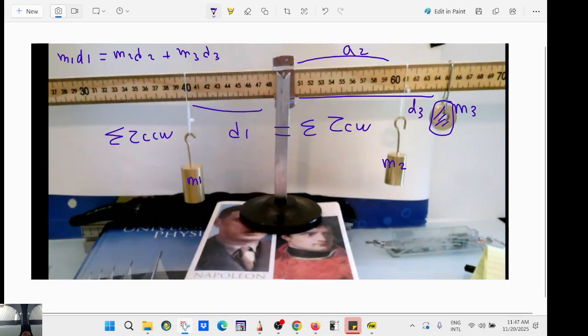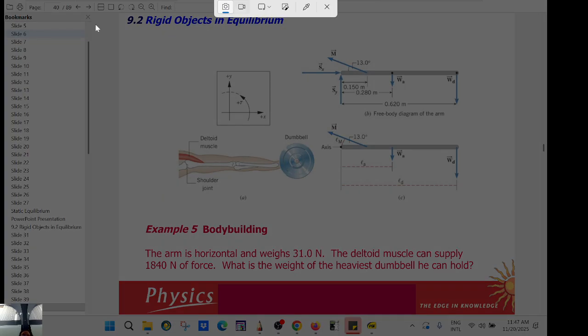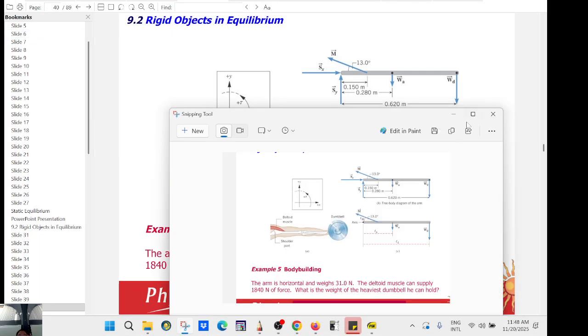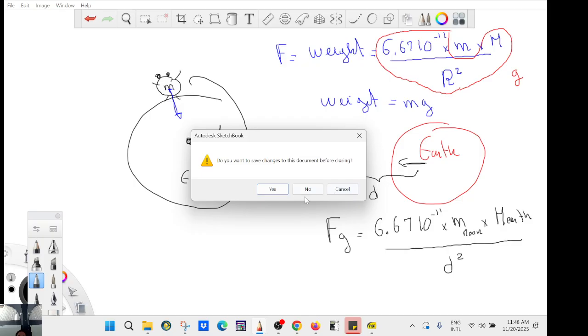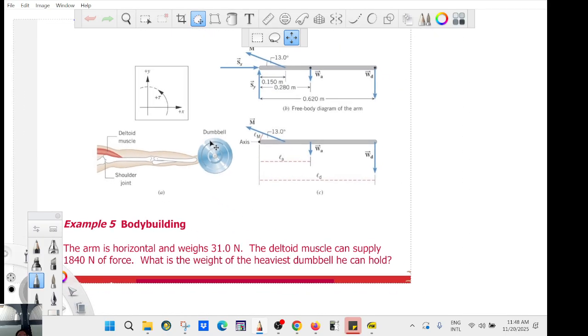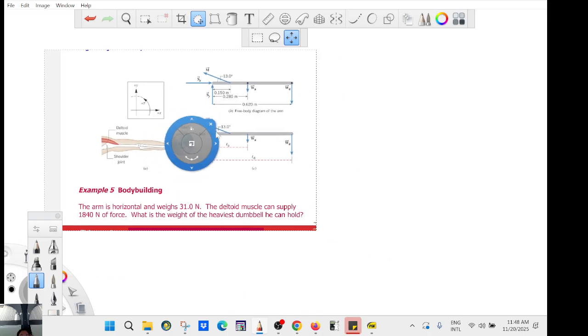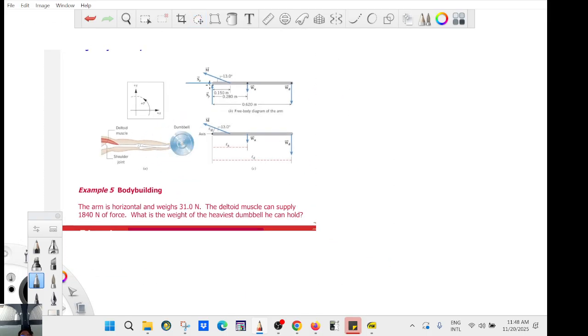So all this is important in engineering, I guess. Dumbbell. First of all, the first thing you want to do is choose your axis of rotation here. And you see here you have a muscle. That's a deltoid muscle. Okay.